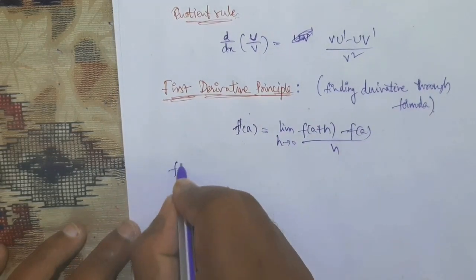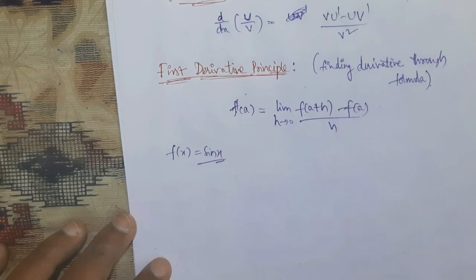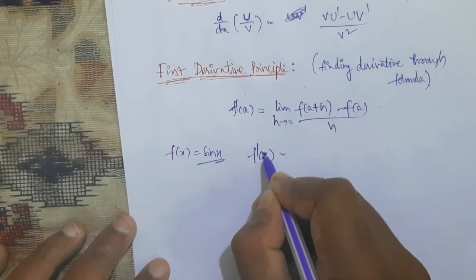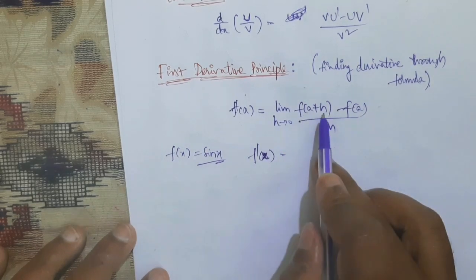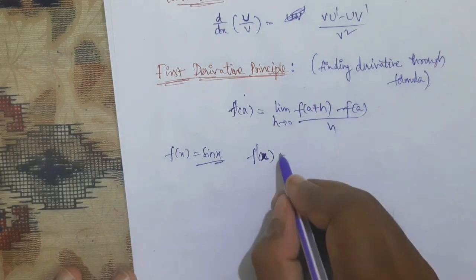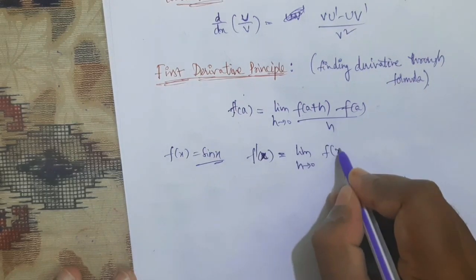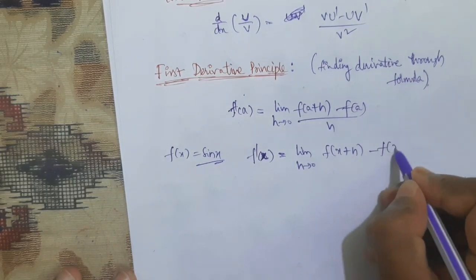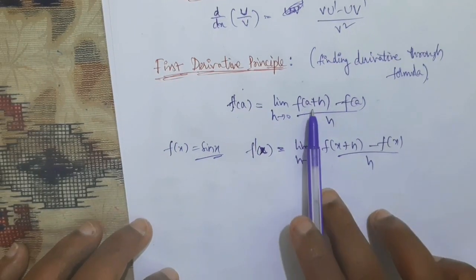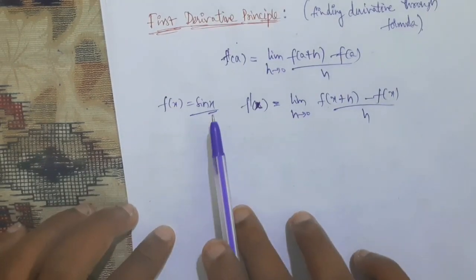Now here I am considering f of x as sin x. Now, what is f dash of x? See, f dash of a means f of a plus h minus f of a by h. If it is f dash of x, then the formula will be limit h tends to 0 of f of x plus h minus f of x, by h, right? In the place of a we have substituted x. Now here, what is f of x actually?